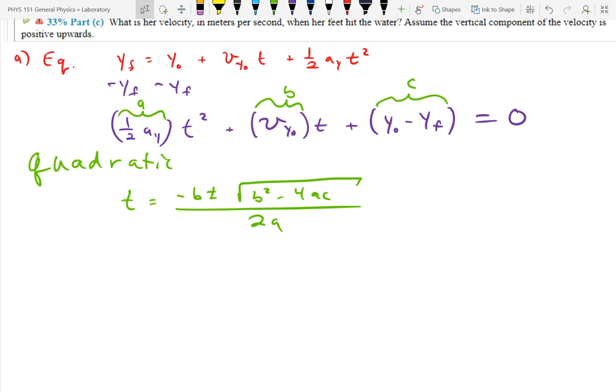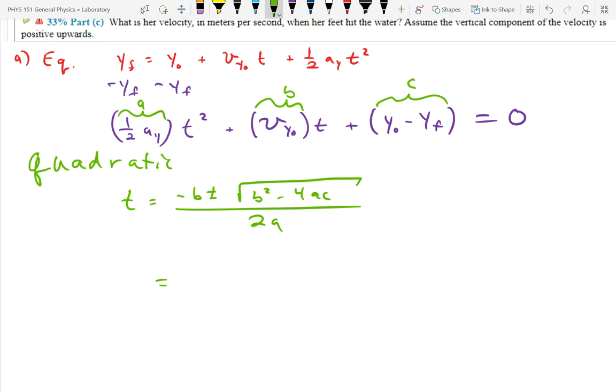Now, as Ashley can tell you, we have two answers. One's negative in time and one's positive in time. Which is more likely, that she lands in the water before she jumps or after she jumps? It makes a lot more sense that she lands in the water after she jumps. The one that's before she jumps would represent, if she came flying out of the water, how long before she got to the diving board would she have come out of the water? That's what the negative one is. It represents something, but it's a hypothetical. It's not something that happened.